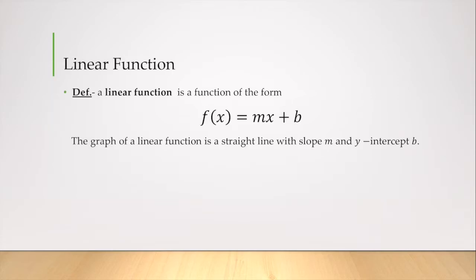So a linear function is a function of the form f of x equals mx plus b. Its graph is going to be a straight line with slope m and y-intercept b. You may have seen this before as slope-intercept form. Friendly reminder, f of x really just means y. We just wanted to show that the function is defined in terms of x, which is our independent variable, and y is our dependent variable.